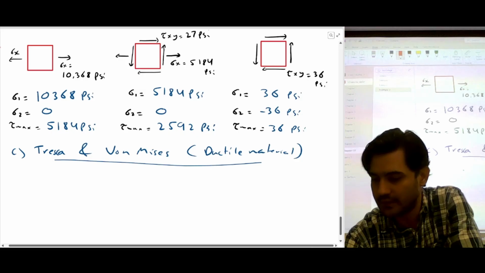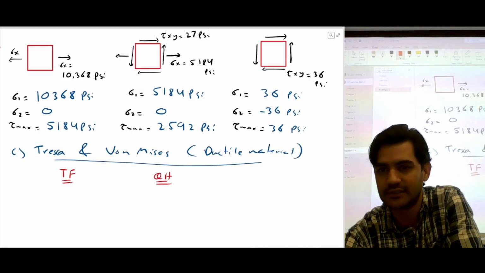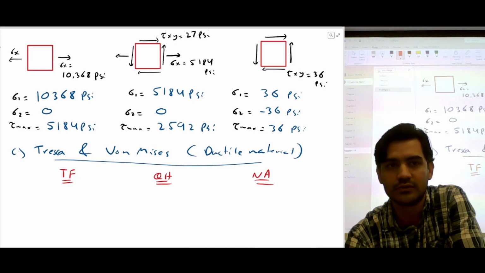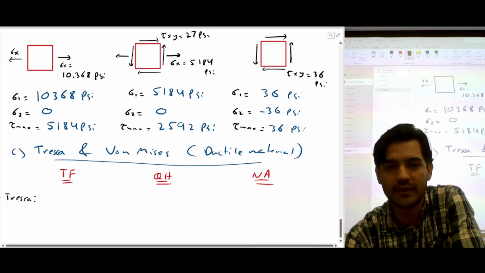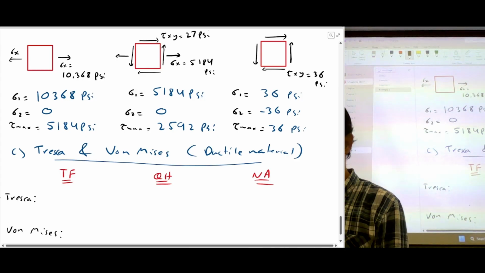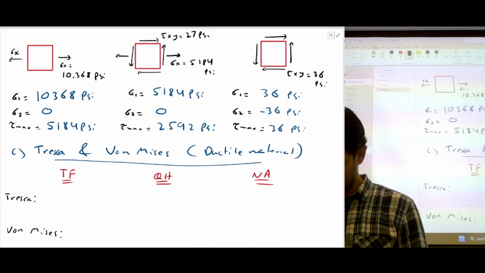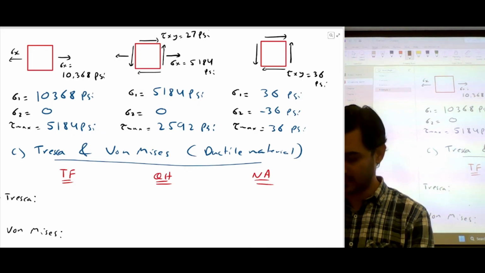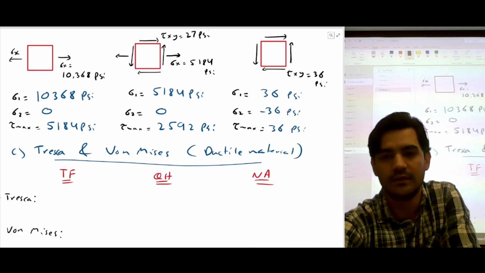So we can write down: this is our top fiber, this is our quarter height stress element, and this is the stress element at neutral axis. So for Tresca, I'm going to write down the yield criteria, and for von Mises, I'm also going to write down the yield criteria. Let's just write down here.